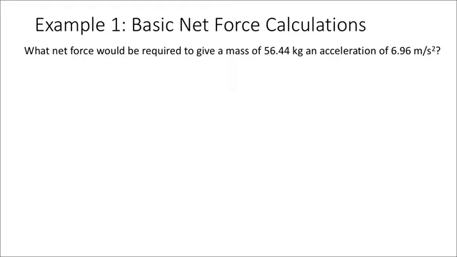I'll begin by drawing a diagram. So in this case, we have a box, we know the mass of the box, we know the acceleration of the box is 6.96 meters per second squared to the right, and so we're asked for the net force. In this case, I just drew two forces on this box. We don't even really care about the individual forces. I just want to know what is the net force, or the sum of all forces. So this problem is actually quite simple to solve.